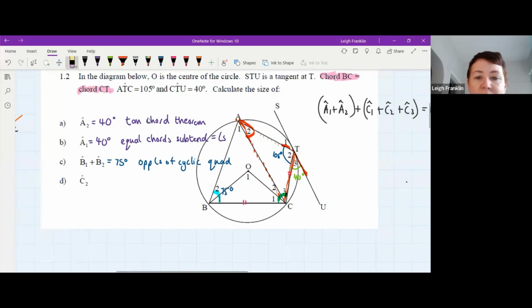So matrix, can we see that angle O1 is the angle at the center, and chord BC subtends O1. It also subtends A1 at the circle, all right? So what we could start off by saying here is that angle O1 is going to be twice of angle A1. So O1 will be 80. Reason, angle at center equals 2 times angle at circumference.